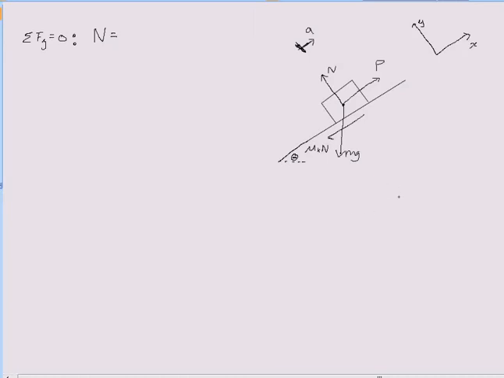So we've got mg, and I'm just going to draw this vector mg down here real quick, and that's going to be the hypotenuse of your triangle. But we can split that into its x and y components using simple trig. And we know it's got an angle theta from the horizontal.